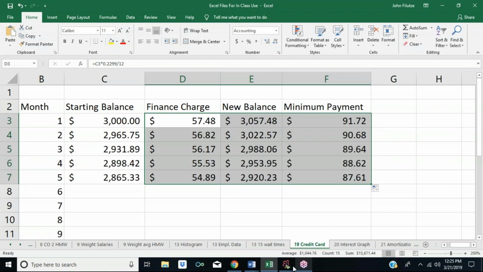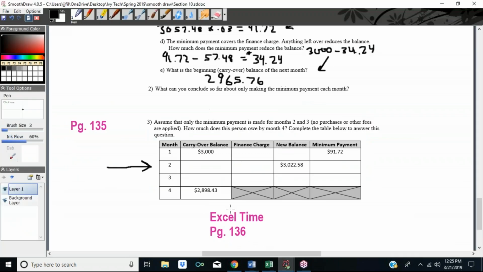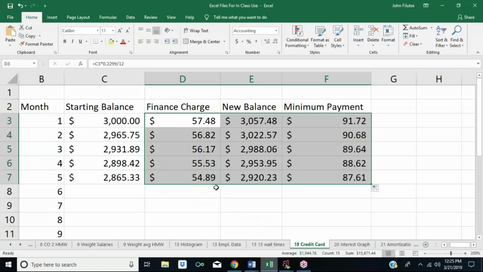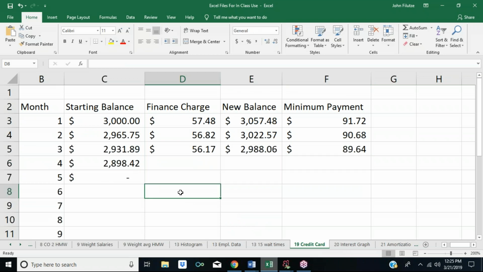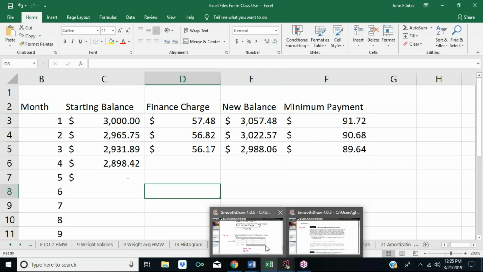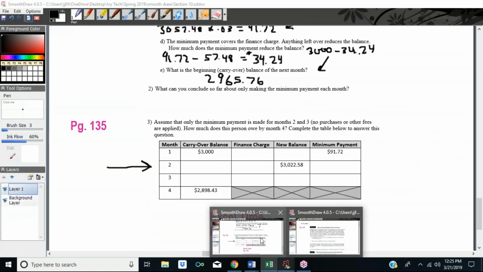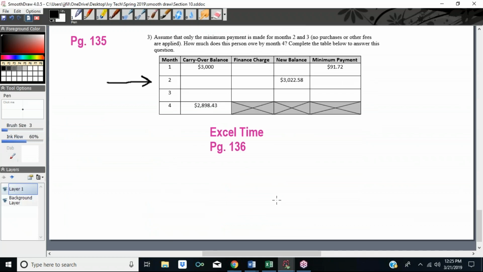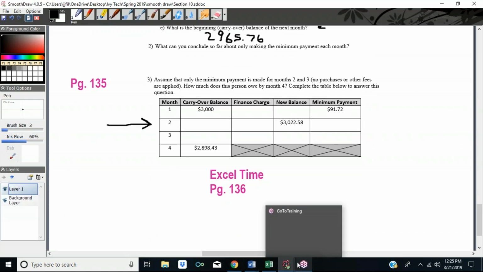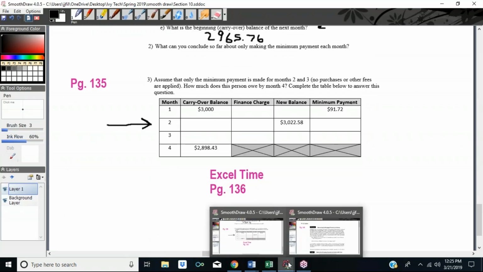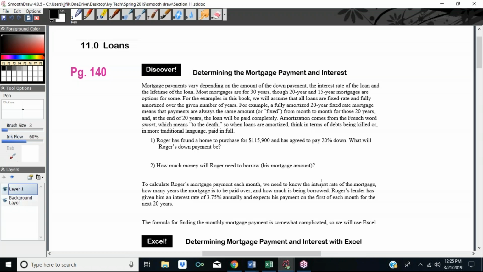Okay, so let me see where it wanted us to go with this. It wanted us to go to month 4. So it only wanted us to go this far. All right, so that's how we can do that with Excel, and how you should do that with your Excel assignment. And again, that recording is right around minute 23, somewhere around 23 minutes, when you go back to look at this, okay?